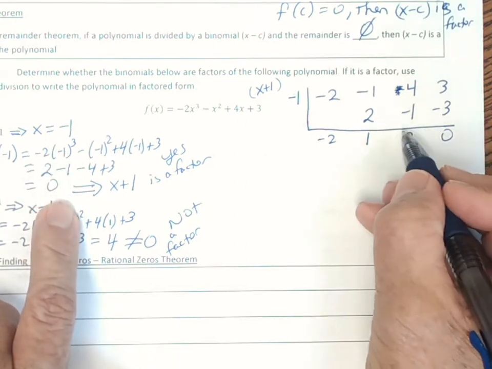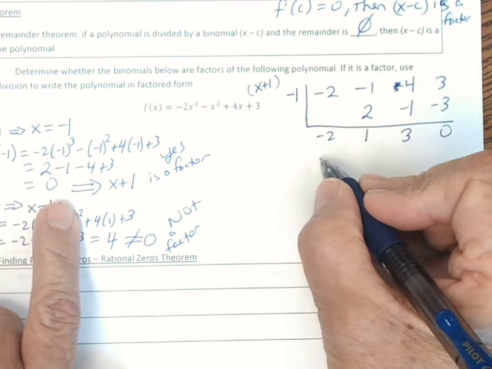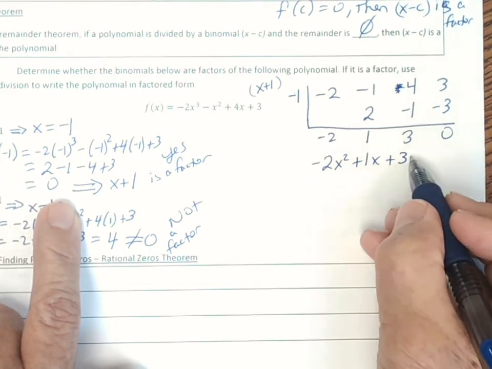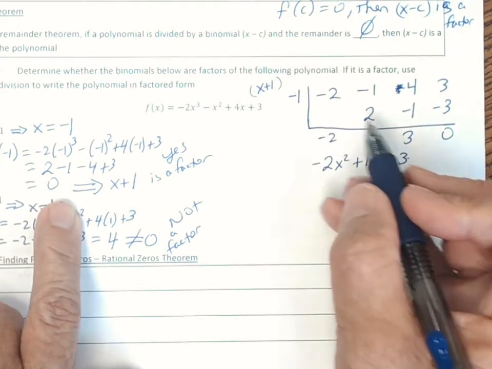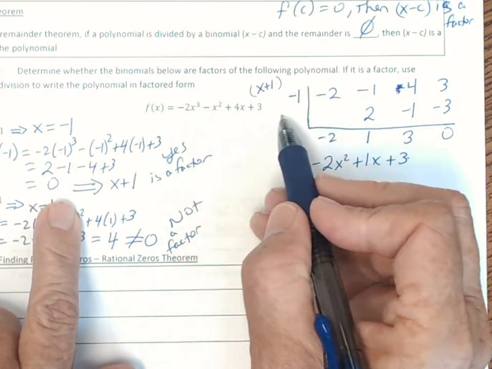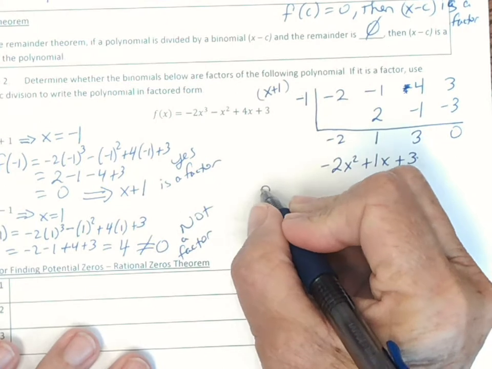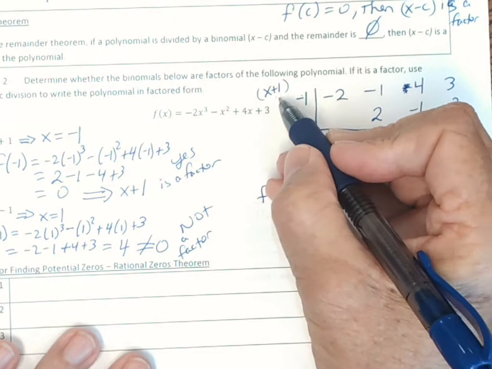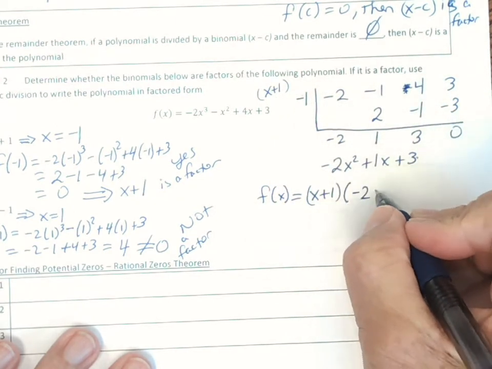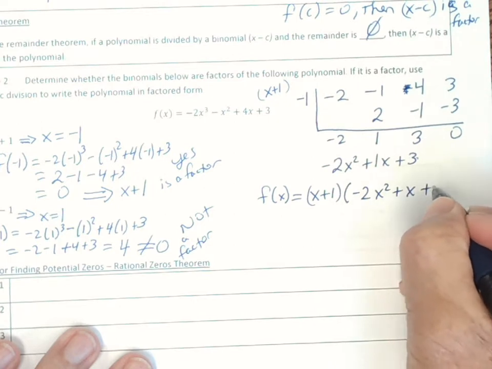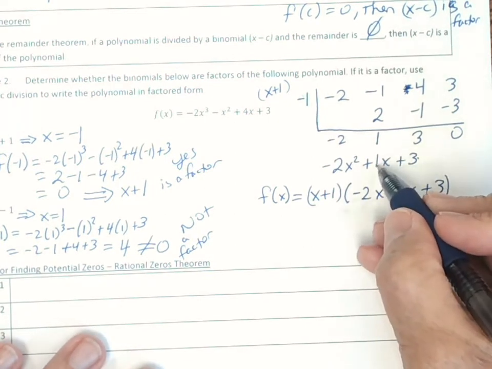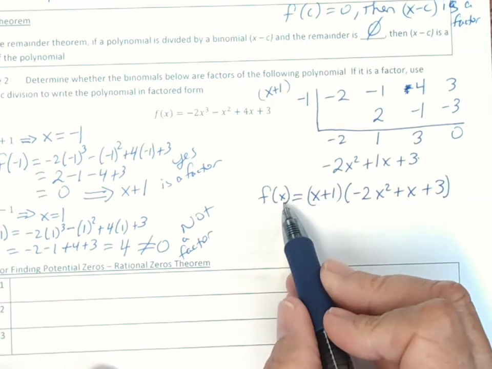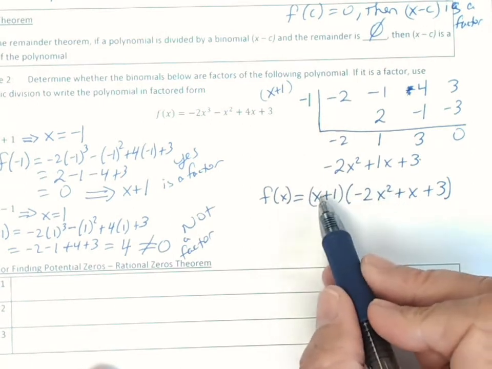Okay, so this gives me a new polynomial right here. This is negative 2x squared plus 1x plus 3. So this is the quadratic that, when multiplied with x plus 1, gives me this. So f of x can be broken down into the factors of x plus 1, that's what we had right here, multiplied by negative 2x squared plus x plus 3. And again, you don't have to write the 1 in front of the x. I just like to do it. Okay, so now we've factored f of x into two terms.